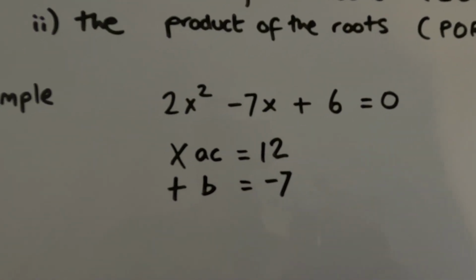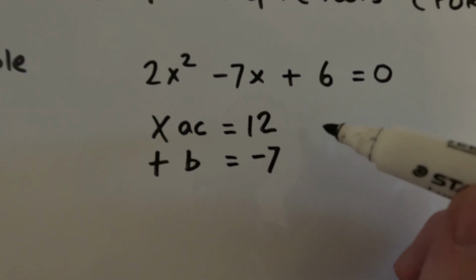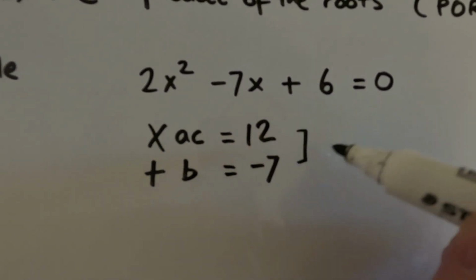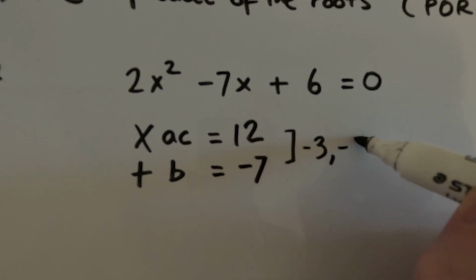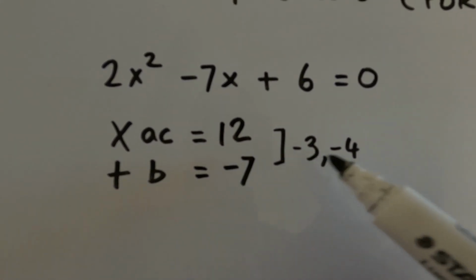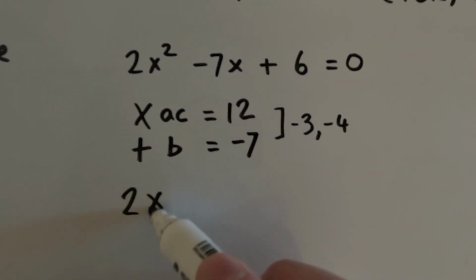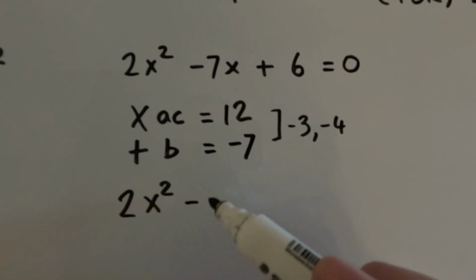So if you can find those two numbers pretty easily, then yes, factorization is the best way to proceed in this case. And yes, we have those two numbers. They are minus 3 and minus 4. Minus 3 minus 4 is minus 7, and minus 3 times minus 4 is 12. So now what we can do is we can split that up as so.